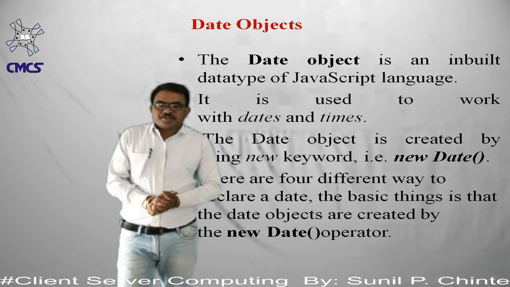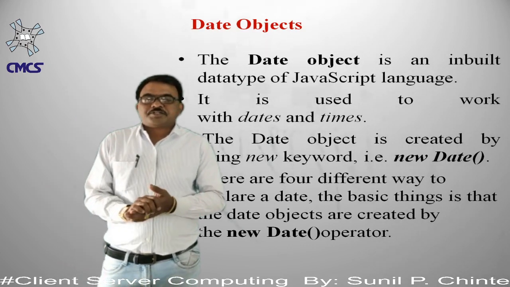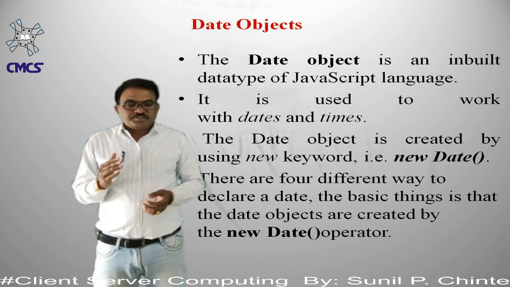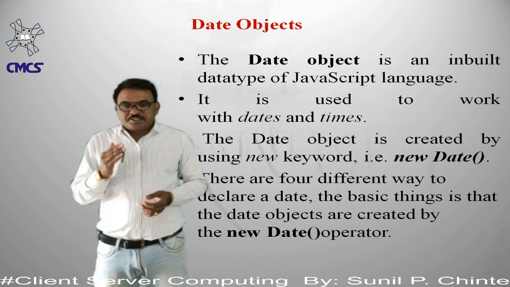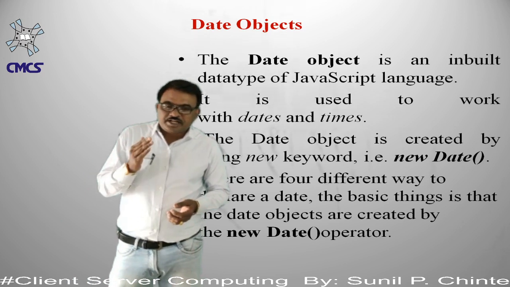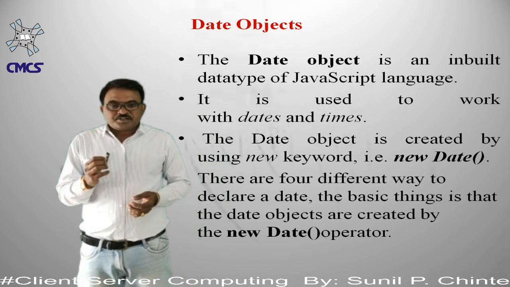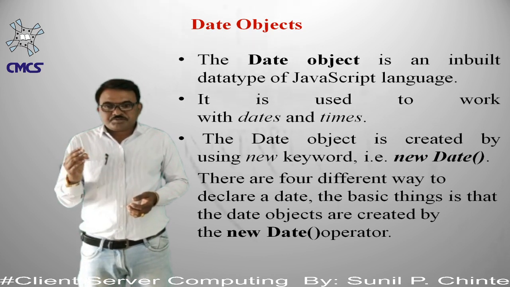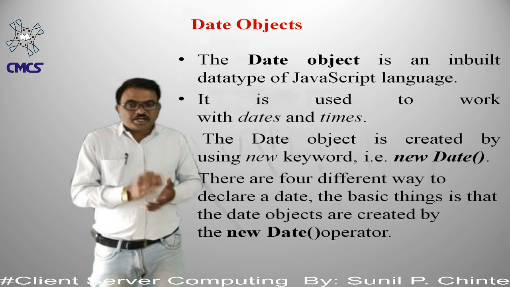Date objects. Date object is an inbuilt data type of the JavaScript language. I already told you date object is the inbuilt data type in JavaScript, and it is used to work with the date and the times. Date object is useful to get the date and the times.